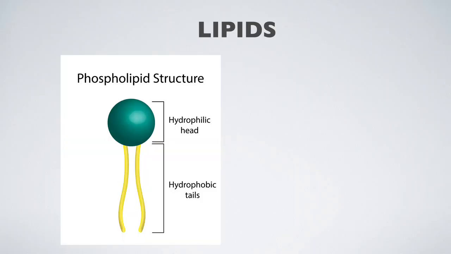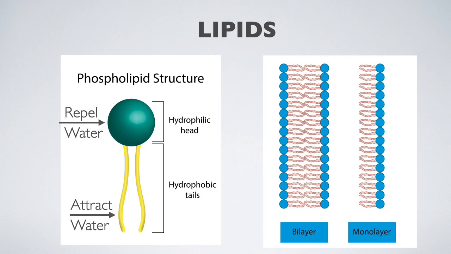Lipids are molecules that repel water on one end and attract water on the other. When these molecules are strung together, they form a protective barrier that keeps water away from the inside. A single layer, called a monolayer, mixes with the water inside. A double layer, or bilayer, will repel water once it gets inside and keep the lipid layer dry.